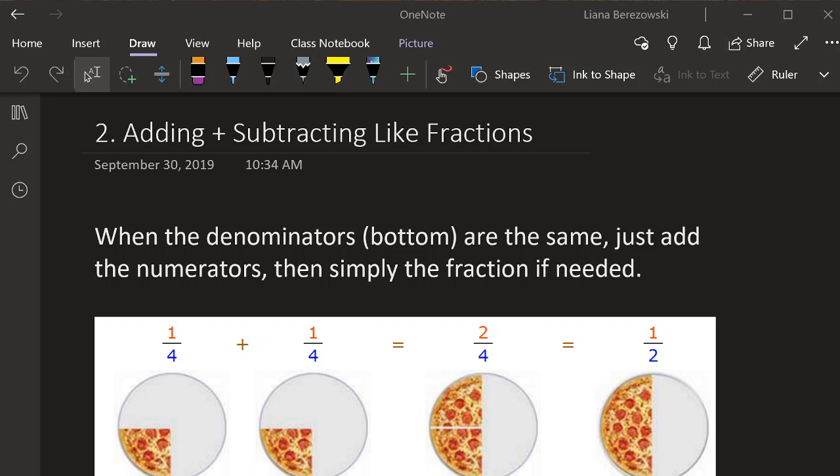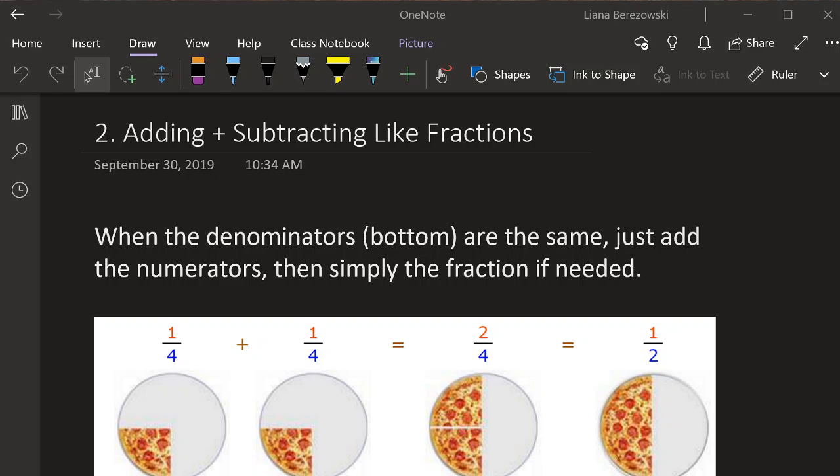Like fractions are just what we call fractions that have the same denominator. Remember our definitions: the denominator is our bottom number. When your denominators are the same, adding and subtracting is really easy. All we need to do is add our top numbers and then the denominator stays the same. So we're adding our numerators, and the denominator stays the same.